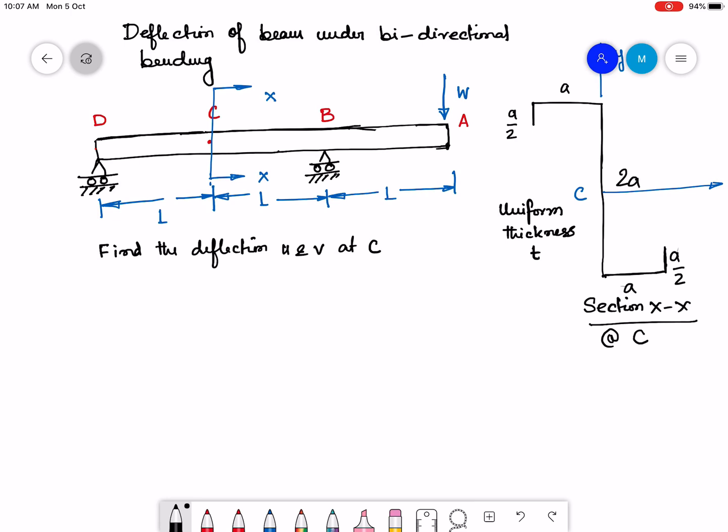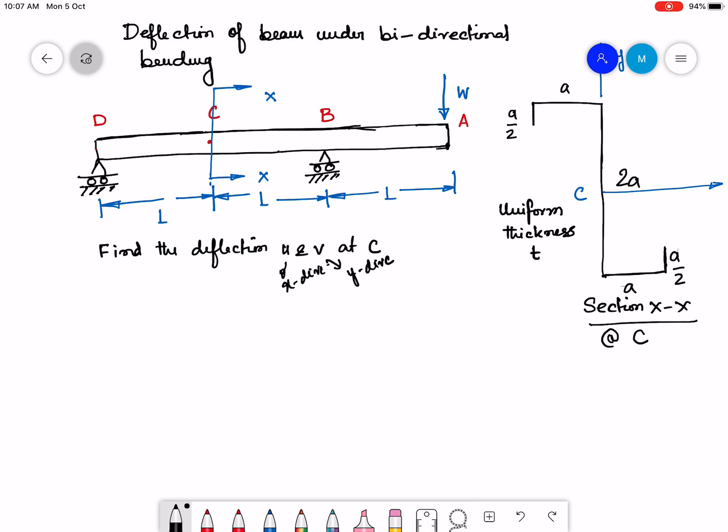So the question asks us to find out the deflection U and V, U being the deflection along the X direction and V the deflection along the Y direction. Okay, so let us try to solve this problem.